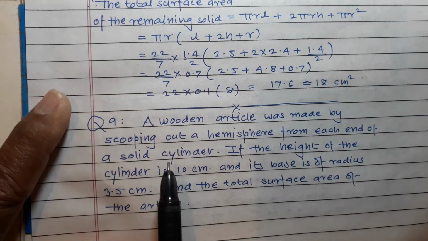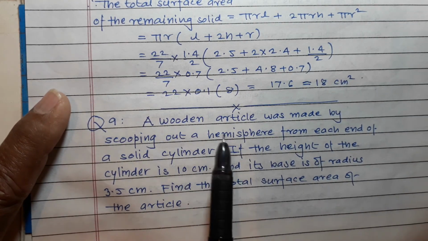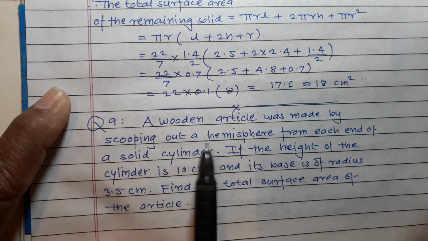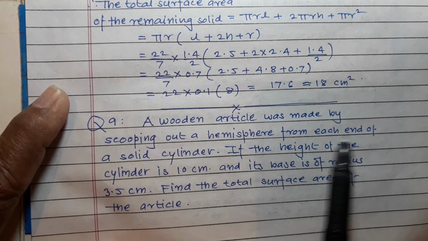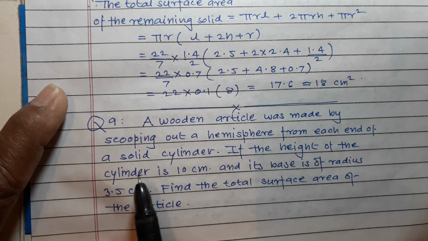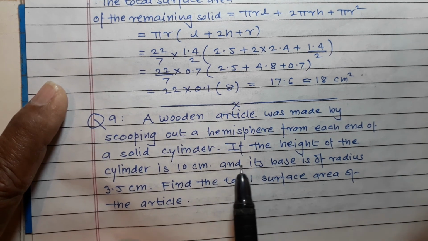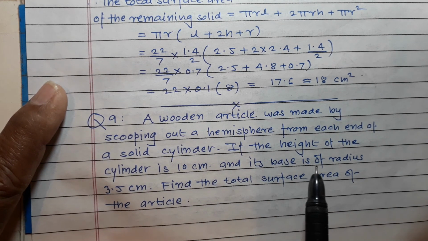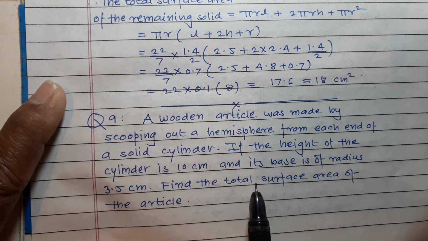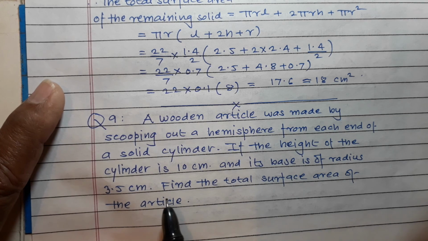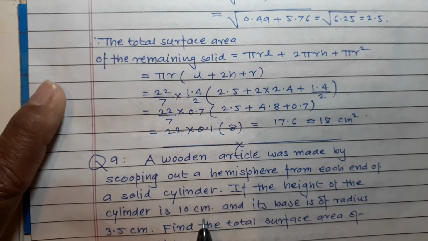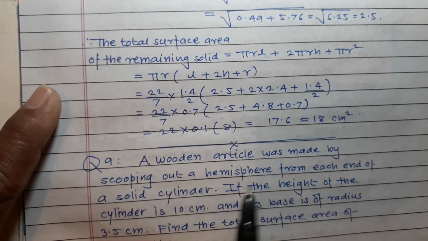Question number 9. A wooden article was made by scooping out a hemisphere from each end of a solid cylinder. If the height of the cylinder is 10 centimeter and its base is of radius 3.5 centimeter, find the total surface area of the article. So I will explain you the answer in the next lecture.